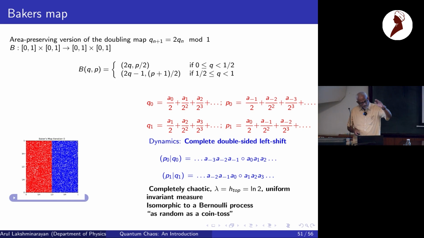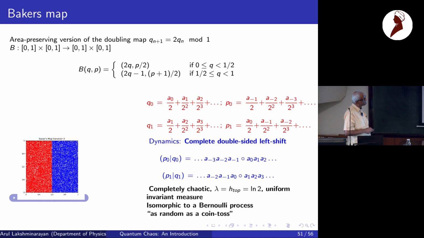There is an extension of this to a two-dimensional area preserving map, which is also solvable in exactly the same way. Remember that the doubling map was 2q_n modulo 1. Now you have q and p, and it's 2q modulo 1 in the position still, but in the momentum you divide by 2, so that it's area preserving. So 2q, p by 2. And for it to be area preserving, if q is greater than 1/2, you divide by 2 and you shift by 1/2.